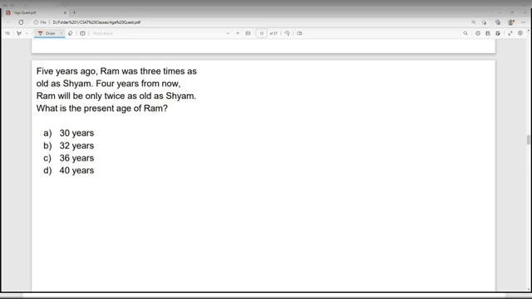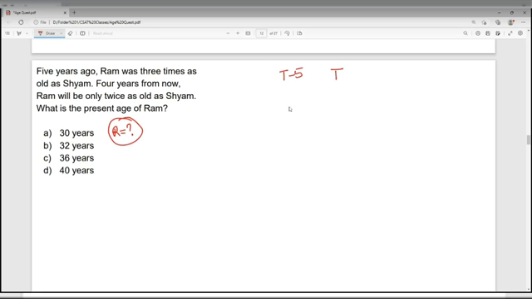So I'll be solving the question. So what they've said is 5 years ago, Ram was 3 times as old as Sham. 4 years from now, Ram will be only twice as old as Sham. What is the present age of Ram? So they're asking what is the present age of Ram. Please mark it here. And the timelines are 5 years ago and 4 years from now. So we have t minus 5, and we have 4 years from now.